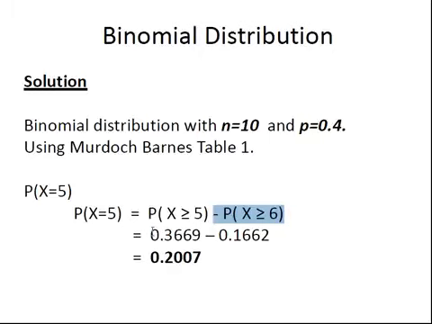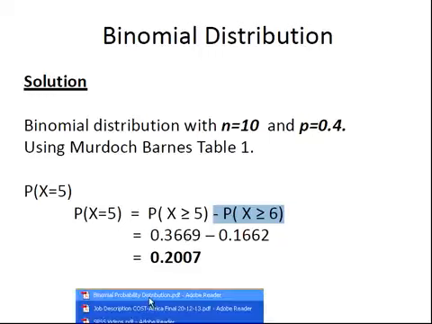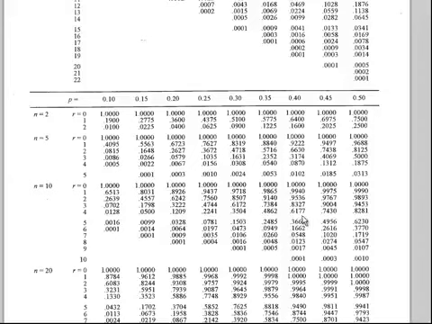Now I have the two values here, 0.3669 and 0.1662. Let's go to the tables to double check that we can see them there. It's that one there, 0.3669 and 0.1662, just over here. So that's the answer to that one.